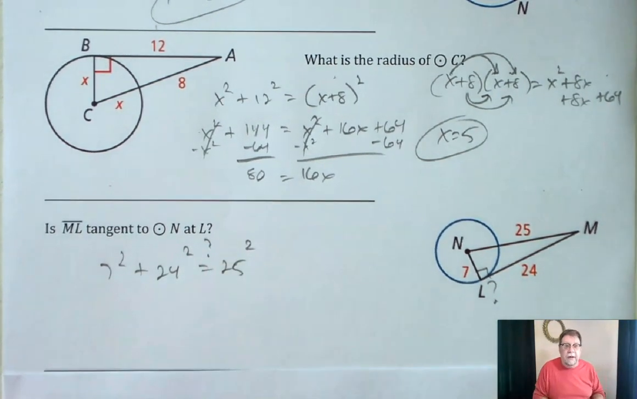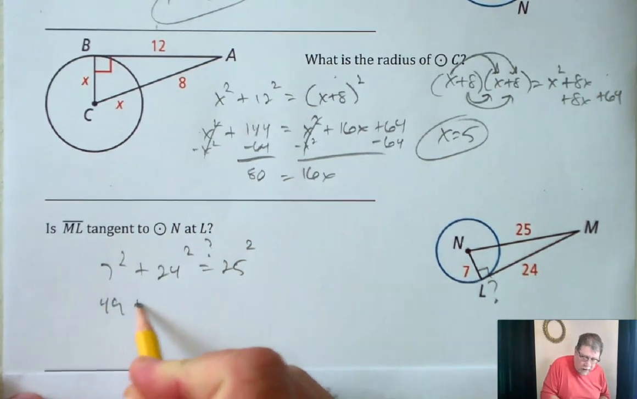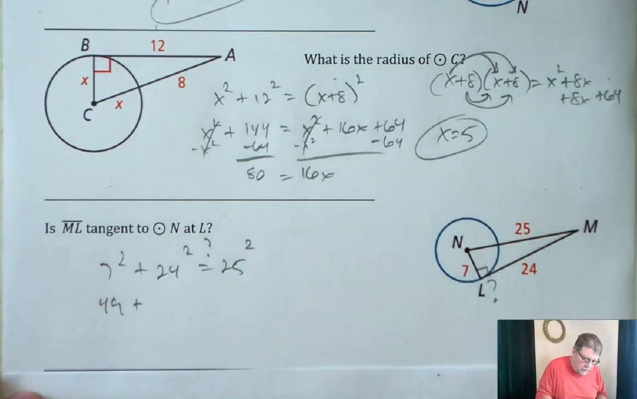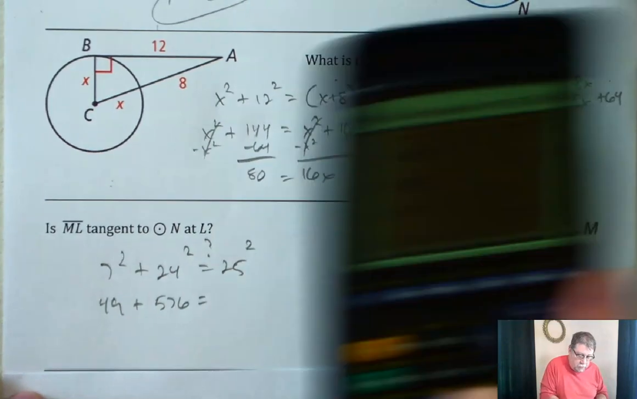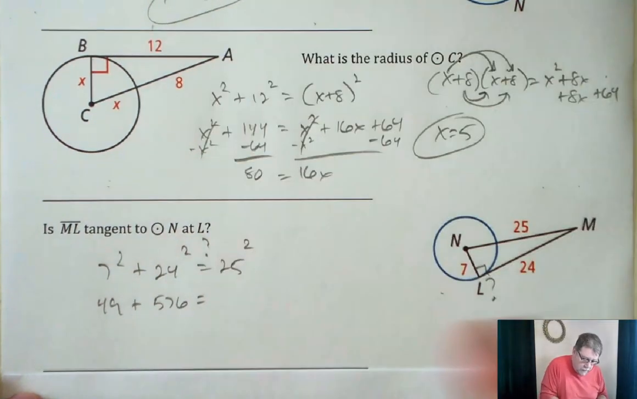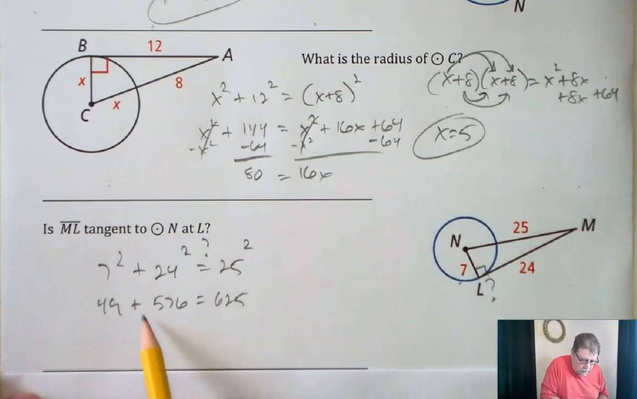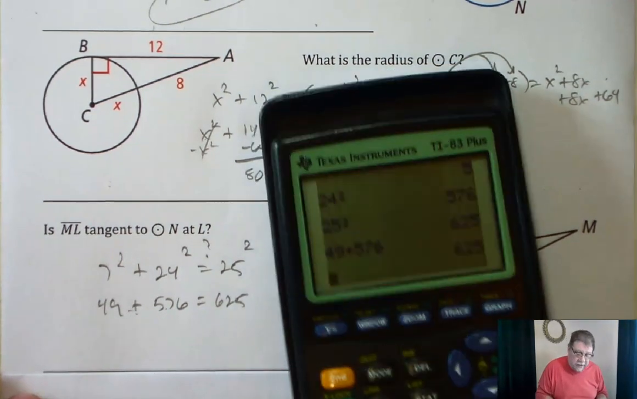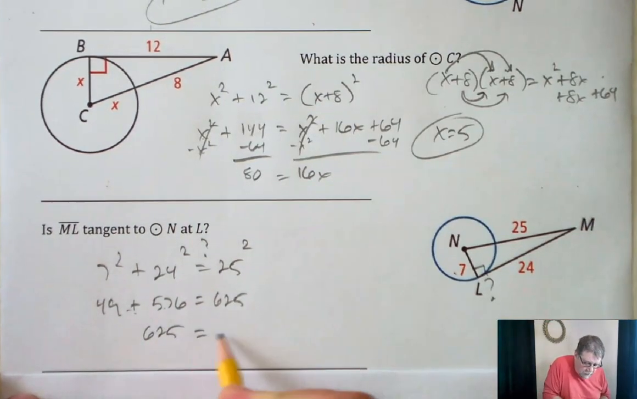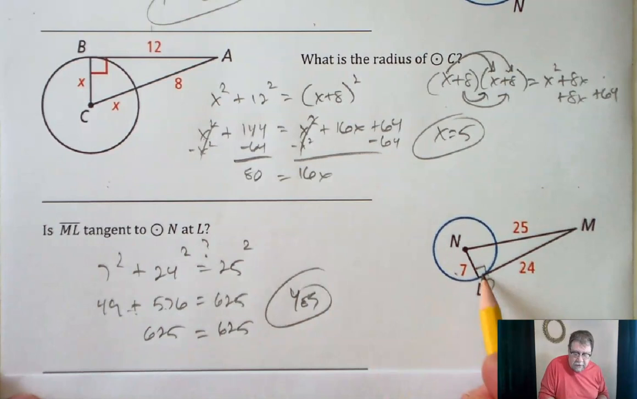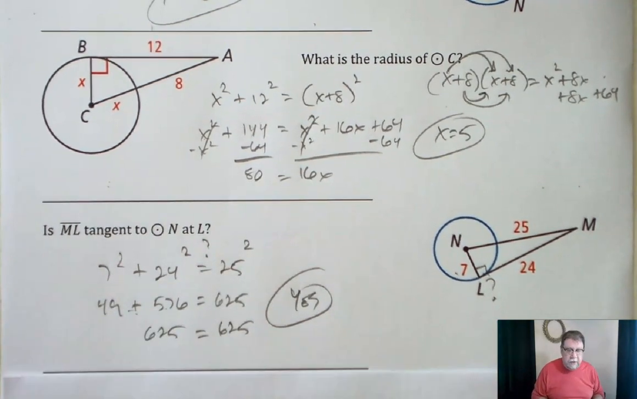Is this a true statement? 7 squared is 49. I don't know what 24 squared is. It happens to be 576. And 25 squared is 625. So the question is, does this equal 625? 49 plus 576 is indeed 625. So 625 does indeed equal 625. So yes, that's a right angle. So yes, that is tangent to circle N.